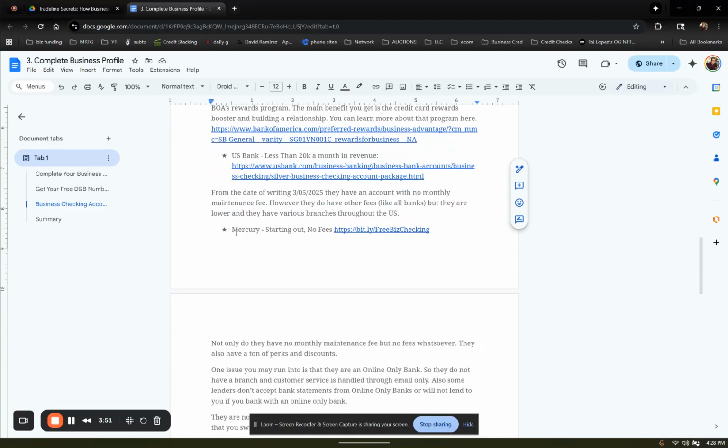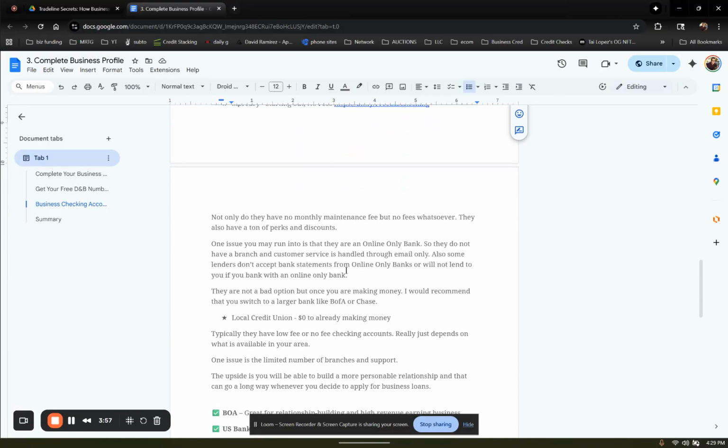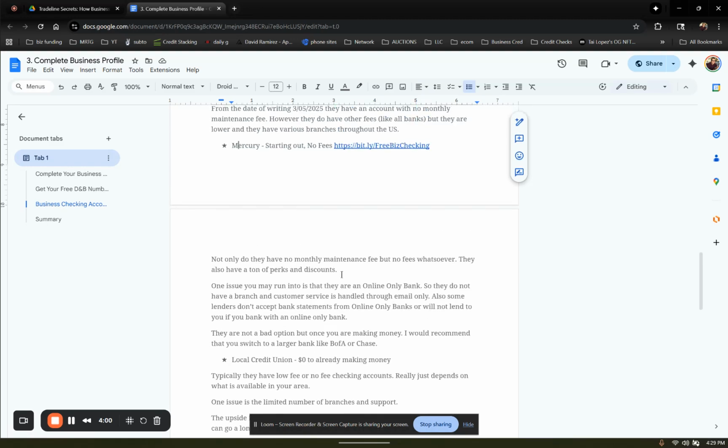Then there's also this fintech bank called Mercury. They're online-only banking. The only issue with them is that some lenders don't accept bank statements from online-only banks. Again, it depends on the product you're applying for, right? The most common time someone asks for bank statements is for a merchant cash advance. A lot of merchant cash advance lenders don't like the bank statements provided by Mercury or other online-only banks or fintech banks. I don't know why, but I think they just prefer the traditional because they've seen it more, right? But again, Mercury is an option.